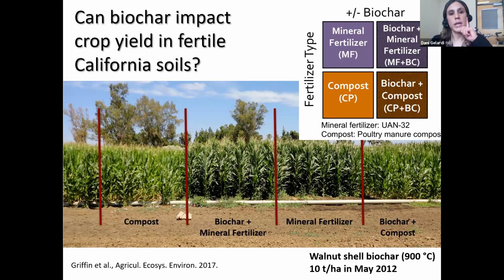So I will start by showing a study from 2017 led by Dr. Deirdre Griffin, who is now at Washington State University. And in this trial, there were 4 treatments. So we have compost with biochar, mineral fertilizer, and mineral fertilizer plus biochar. So this was a 4-year study. So there was a tomato and corn rotation over 4 years in a Yolo silt loam. And there was a walnut shell biochar produced at 900 degrees Celsius, applied at 10 tons per hectare.